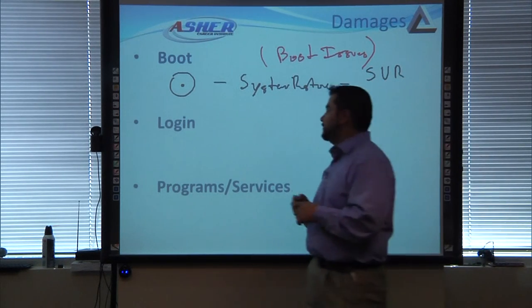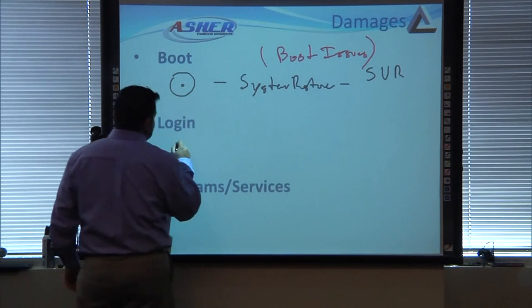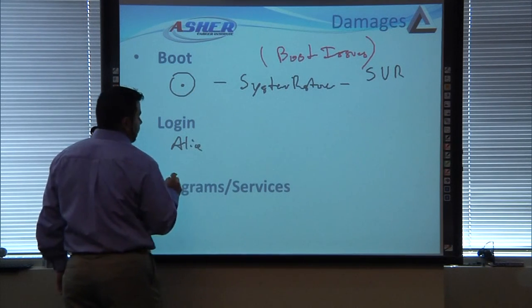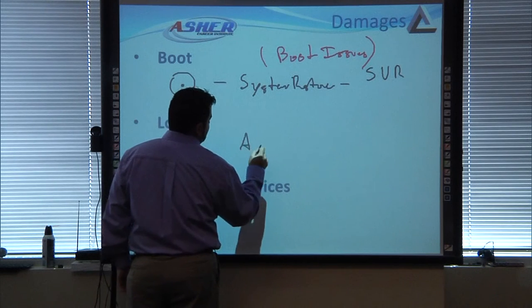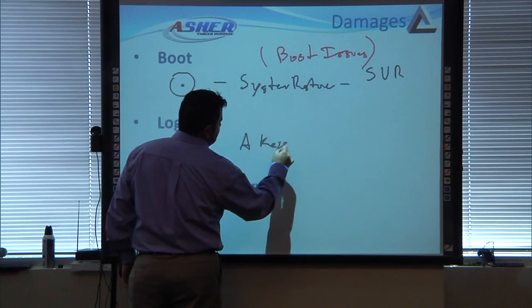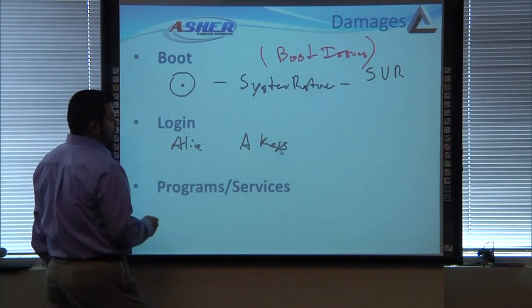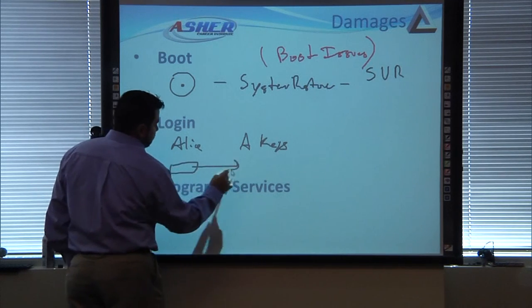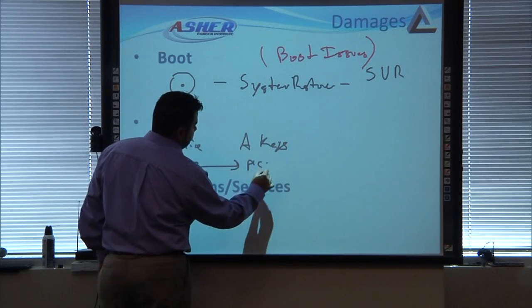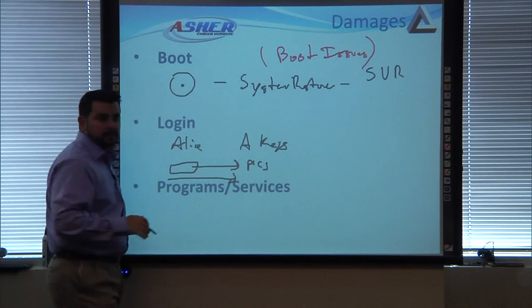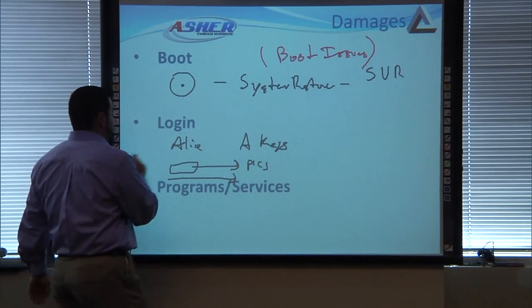So what I do is, if there was a user called Alice that has a virus, I'd probably say A Keys, if her last name was Keys, make a new user called A Keys, transfer all their pictures, all their documents, their favorites, all that stuff, and then just delete the old user entirely.